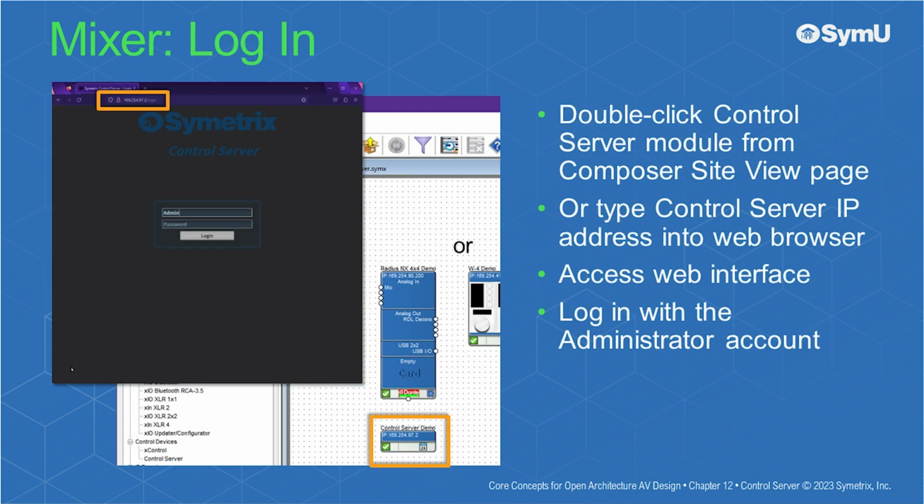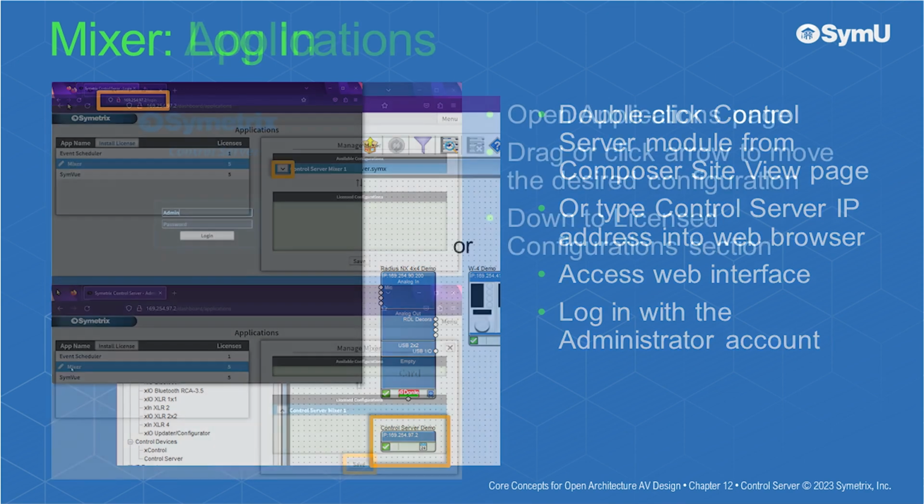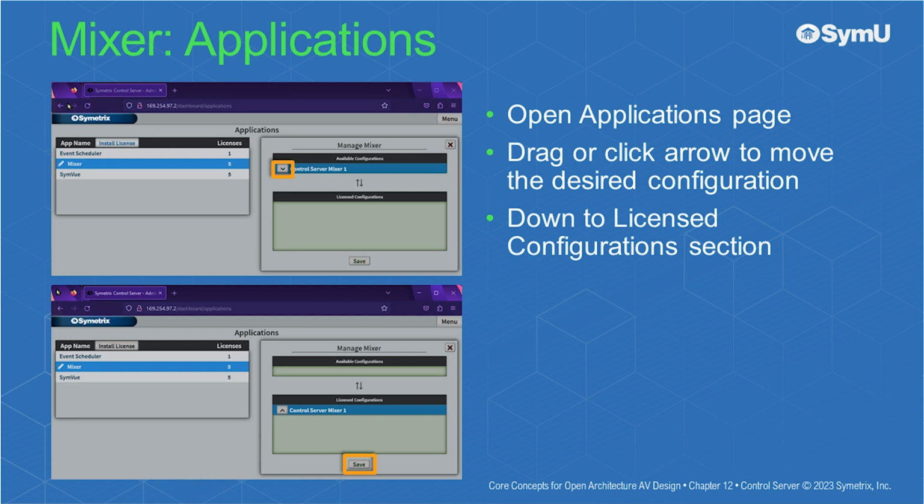Either double-click the Control Server module from the Composer site view page, or type the IP address of the control server into a web browser to access the web interface. Log in under the administrator account. Open the Applications page. Drag or click the arrow to move the desired configuration down to the License Configurations section.